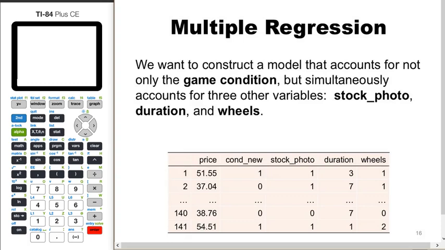So let's go ahead and look at all the explanatory variables at once. We want to construct a model that accounts for not only the game condition, but simultaneously accounts for the other three variables: stock photo, duration, and wheels.